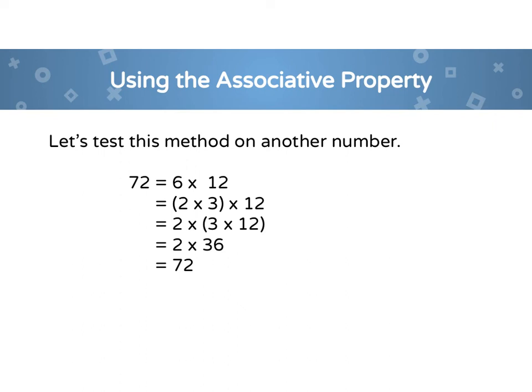Okay, this number is a little bit bigger. Let's test it out. We're still using the same 6. So we have 6 times 12 is 72. And if we break that out, 2 times 3 and then times 12. And then let's regroup it a different way. We have here 3 times 12, and if you multiply that, you're going to get 36. 2 times 36, if you multiply that, you're going to get 72. So basically, we can say that 36 is a factor, 2 is a factor, 3 is a factor, and 6 is a factor, and 12 is a factor. All of these are factors of the number 72.